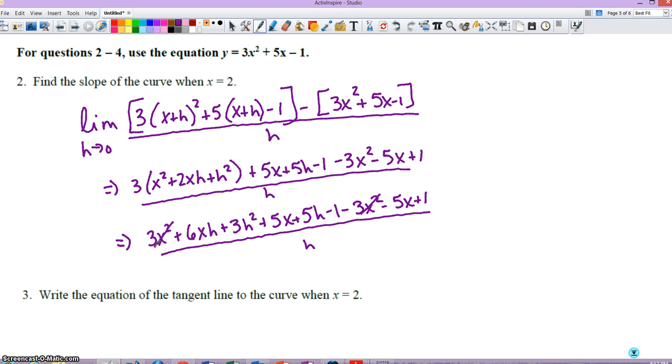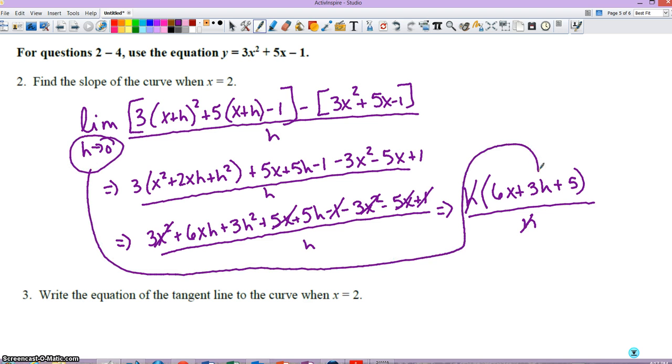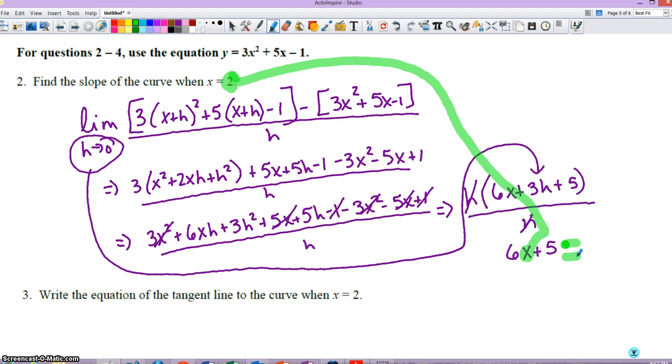Cancel, cancel, cancel. And the whole point of this is to get rid of anything that doesn't have an h. So you can factor an h out of what's left: 6x plus 3h plus 5. So the h's cancel. Now I bring back my limit as h goes to 0. So I put my 0 in where my h is. So it's just 6x plus 5. And when x is 2, 6 times 2 is 12 plus 5, 17.